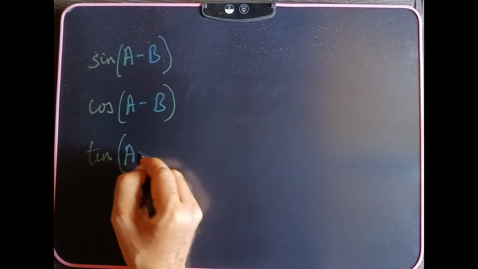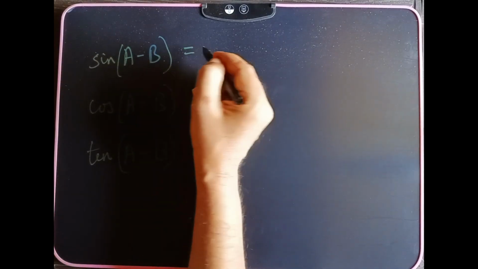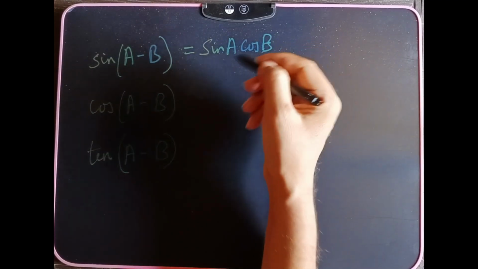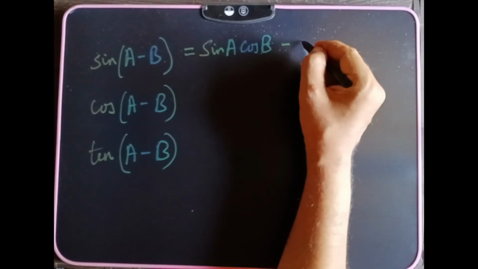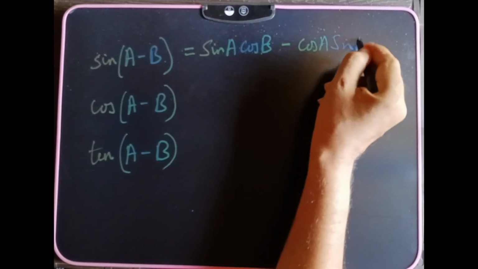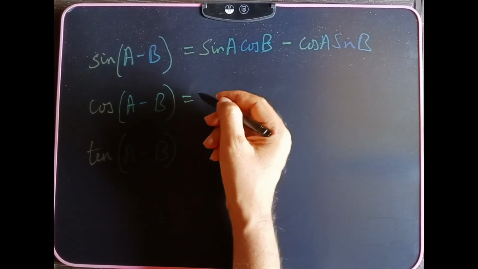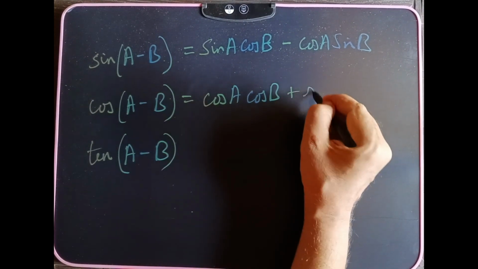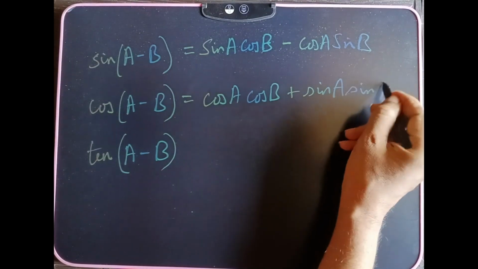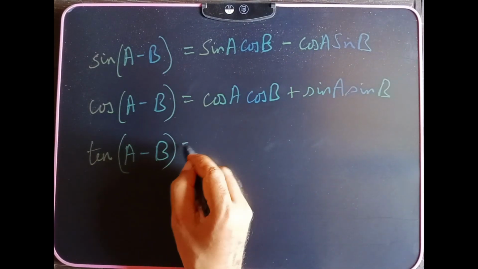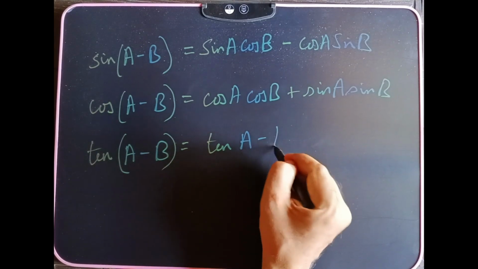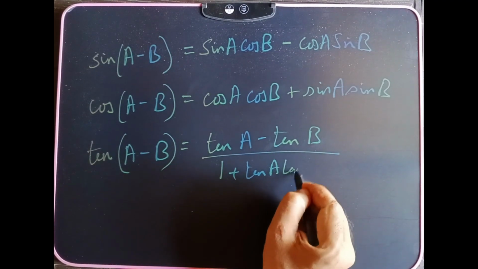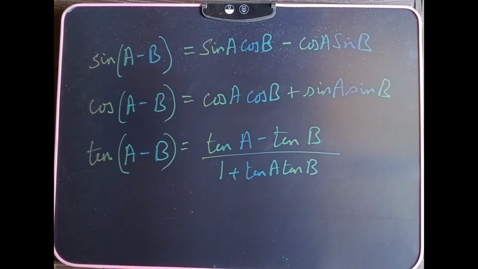Sine of a minus b is written as sine a cos b, as before, but now it will get a minus sign: cos a sine b. And here cos of a minus b will be cos only: cos a cos b, and now it will be plus sine a sine b. Thus the sign got reversed. And here you will have tan a minus tan b divided by 1 plus tan a tan b. Hope this is clear.